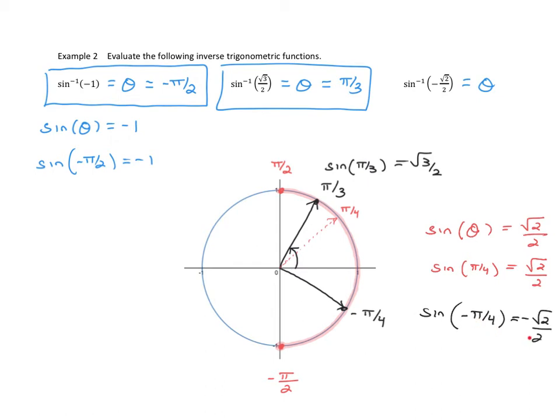The reason that it becomes negative is sine's the y value. Up here it's positive root 2 over 2. And therefore down here the y value is going to be negative root 2 over 2. Our answer is going to be the corresponding angle, and that is going to be negative pi over 4. That is certainly an angle that falls between negative pi over 2 and positive pi over 2, and that's my answer.